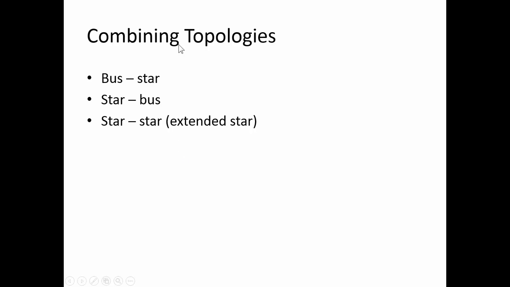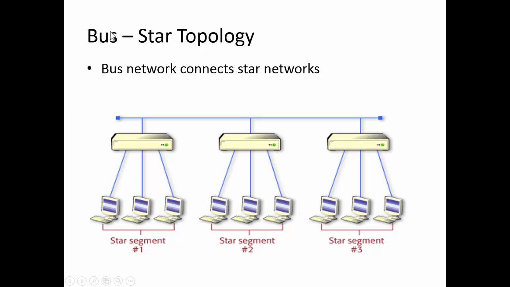Combining topologies, let's look at a bus-star network, a star-bus network, and a star-star network. In a bus-star network, each individual local area network is a star topology, but the backbone which connects them together is a bus topology, and this is what they call a bus-star network.